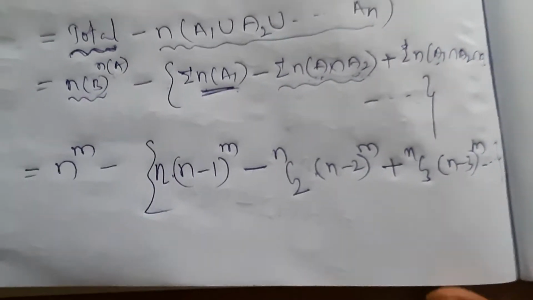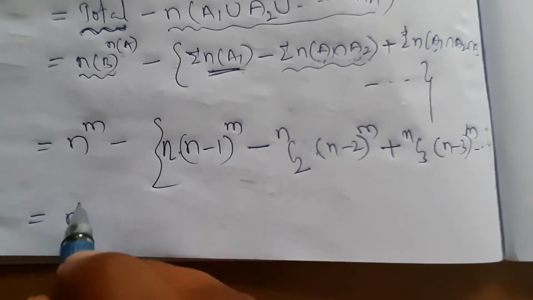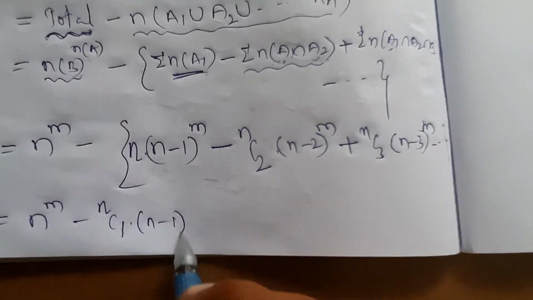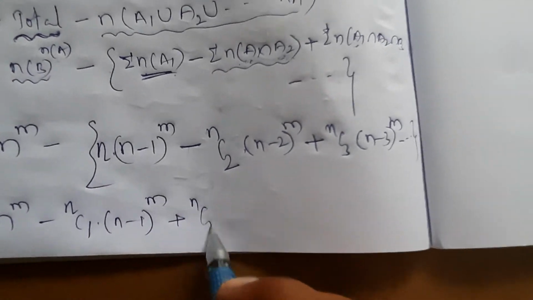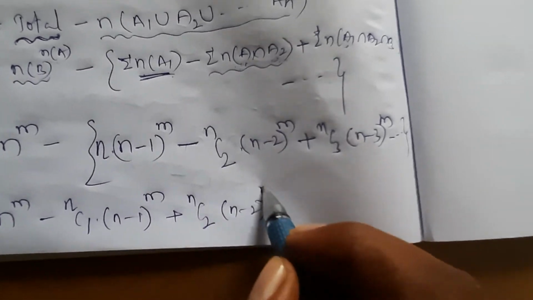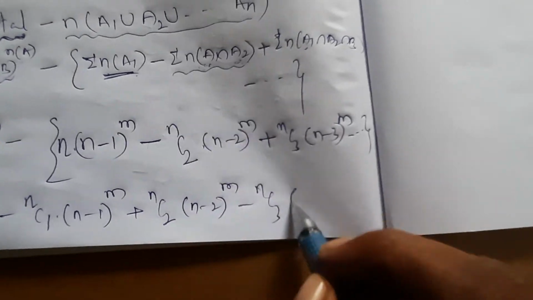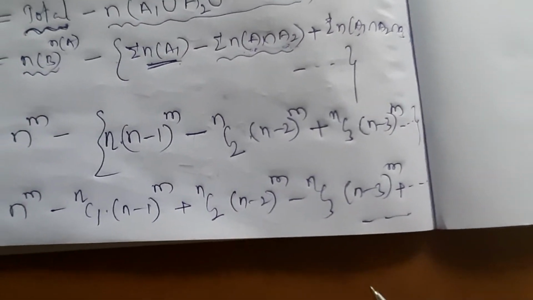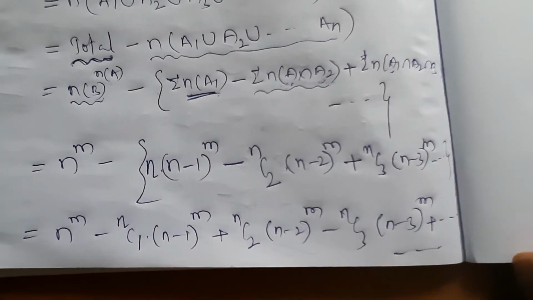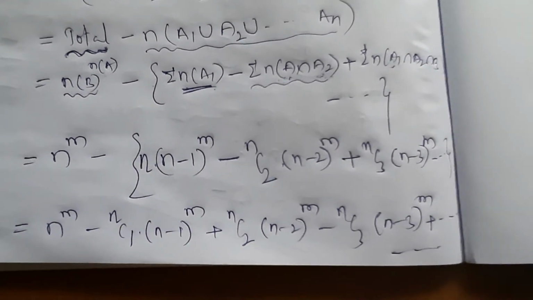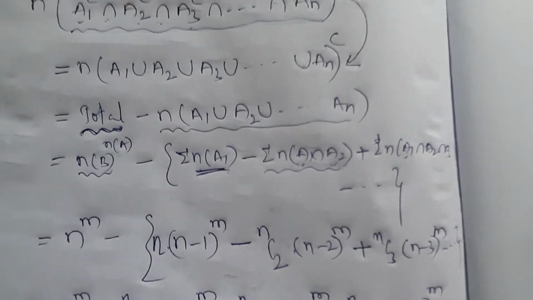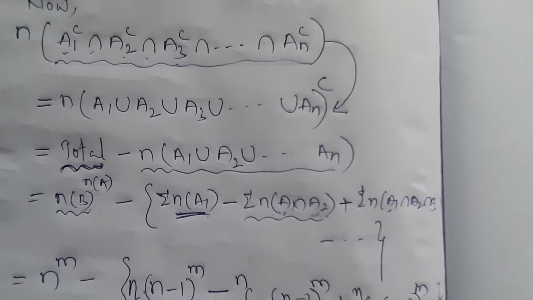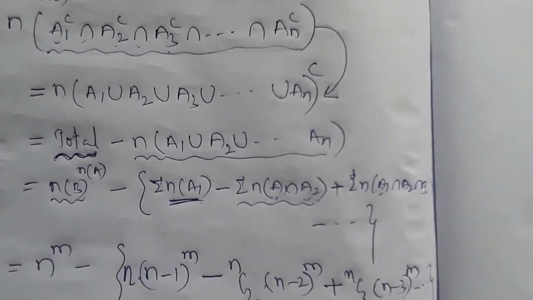Then simplify this whole value, which is equal to n^m − nC1 (n−1)^m + nC2 (n−2)^m − nC3 (n−3)^m, and so on. This is the formula for the number of onto functions if the set B contains more than 2 elements. Once again, listen to my class 2 or 3 times, then only you will be perfect.